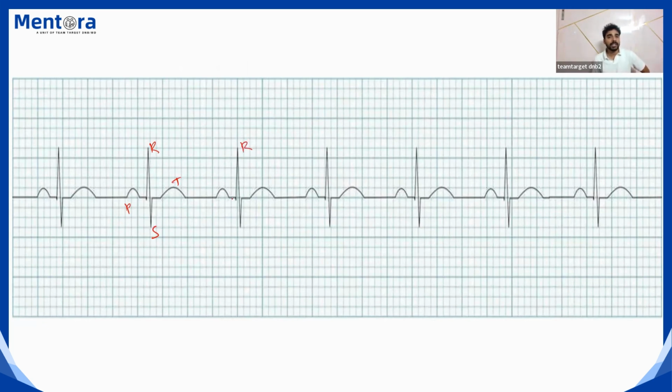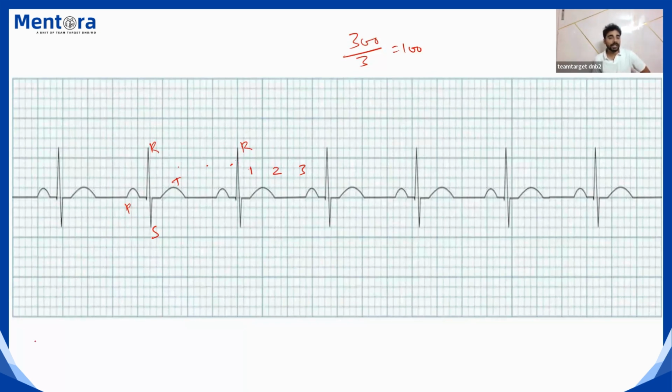Rate is calculated by the number of large boxes between two R waves. So this is your one R wave, and this is your second R wave. In between, the number of large boxes is 1, 2, and 3, almost 3. So the rate is 300 divided by 3, which equals around 100 per minute. That is your normal heart rate in this ECG. So this is how to calculate the rate. One more thing they will say is 1500 divided by the number of small boxes. If you can remember, you can remember; otherwise, no need. At least remember 300 divided by the number of large boxes. So between two R waves there are roughly 3 large boxes, so 300 by 3 is 100.